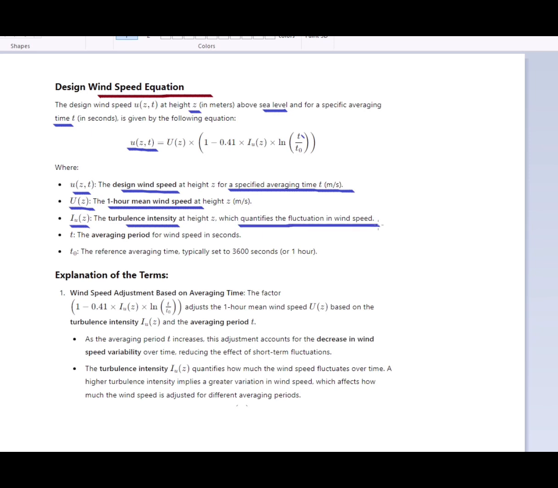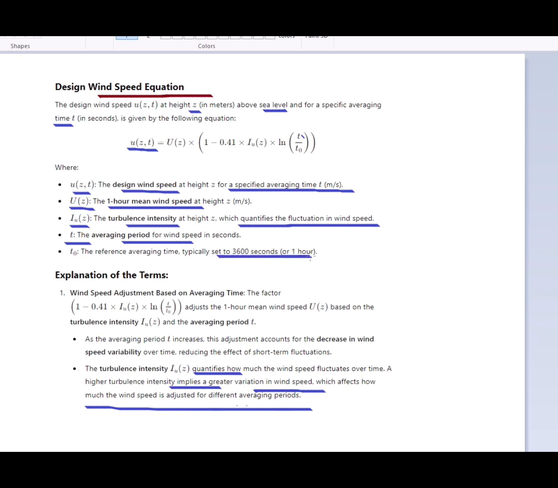So what do you mean by turbulence intensity? If someone asks what you understand by turbulence intensity, you can say that it quantifies the fluctuation in wind speed. Usually the turbulence intensity quantifies how much the wind speed fluctuates over time. A higher turbulence intensity implies a greater variation in wind speed. So it varies very quickly, which affects how much wind speed is adjusted for different averaging periods. That's the turbulence intensity.